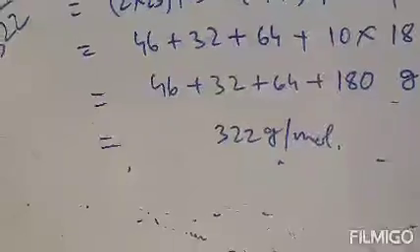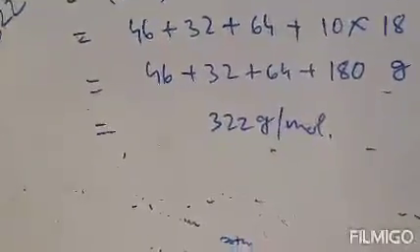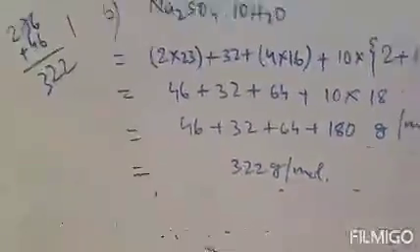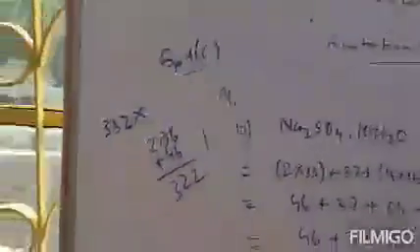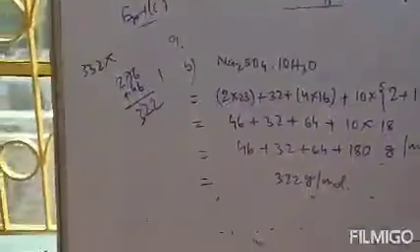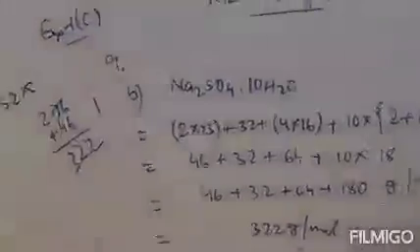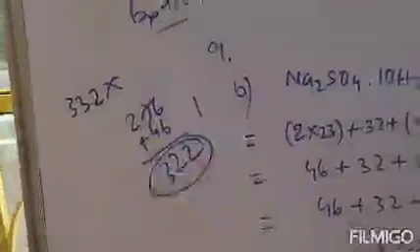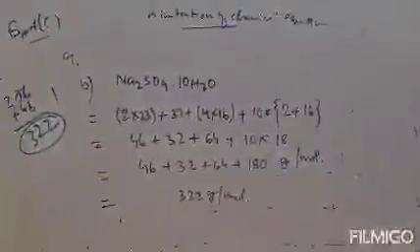But the answer given in the next page, that is page number 20, is your 332. This is wrong. Clear? Don't confuse. In the next page, the answers of these questions are given. The answer given as 332, but 332 is wrong. Answer will be your 322. Clear? So 322 gram per mole will be your answer.